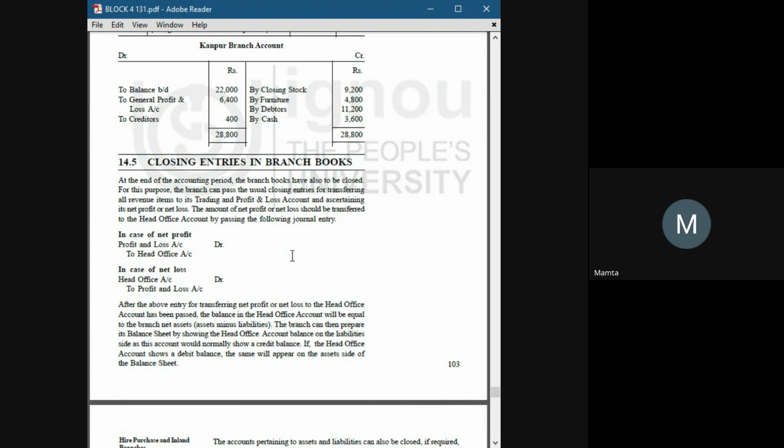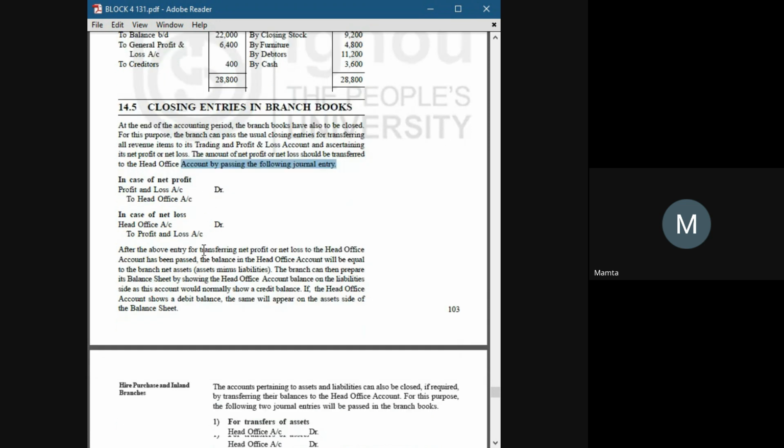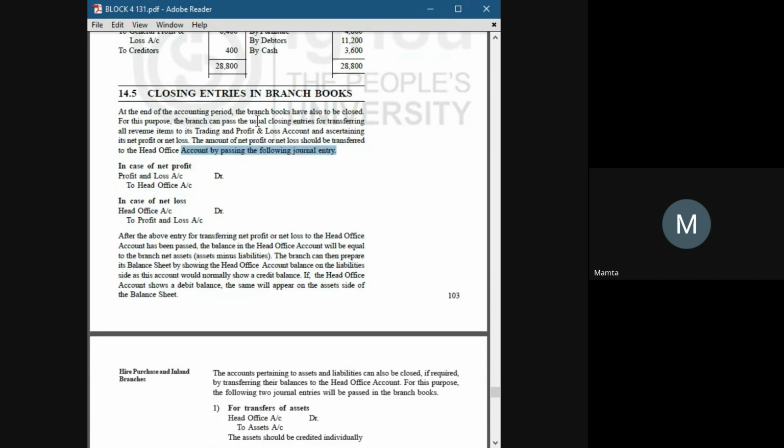Now, closing entries in branch books. At the end of accounting period, the branch books have also to be closed. For this purpose, the branch can pass the usual closing entries for transferring all revenue items to its trading and P&L account and ascertaining its net profit or net loss. The amount of net profit and net loss should be transferred to the head office account by passing the following journal entries.